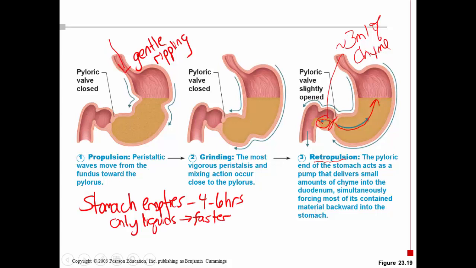How much food can your stomach hold? Well, believe it or not, if your stomach is empty and you wanted to see what the volume was, it's about 50 milliliters, which is very small. But if you have a full stomach, so think of after Thanksgiving dinner, it can hold anywhere from 2 to 4 liters of food. That's 2,000 to 4,000 milliliters of food. 4 liters is about equivalent to 1 gallon of food. So think of a gallon of milk inside your stomach.